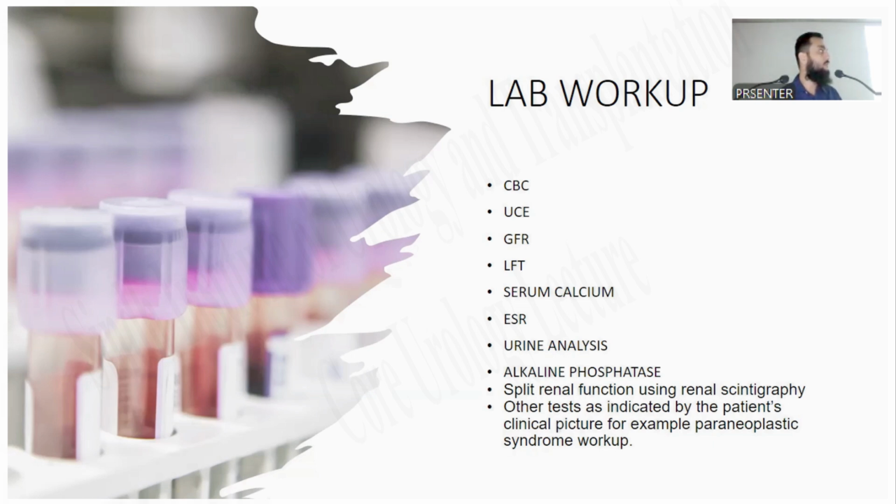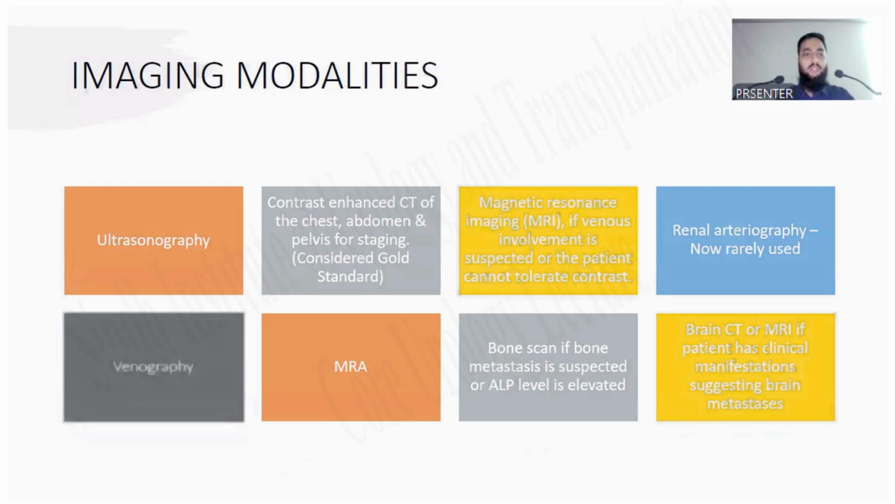as a baseline. Imaging modalities: ultrasound, and contrast CT scan of the chest, abdomen and pelvis, considered the gold standard. MRI if venous involvement is suspected or the patient cannot tolerate contrast. Renal arteriography, now rarely used. Venography, MRA, bone scan if bone metastasis is suspected or ALP level is raised. Brain CT or MRI if the patient has clinical manifestations suggesting brain metastasis.